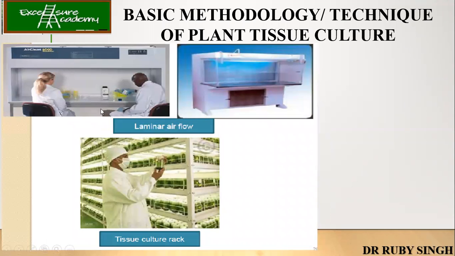Now this is the laminar airflow. This is where you work under aseptic conditions, aseptically transferring the callus from one boiling tube to another. This is your laminar airflow, and this is how the shelves or the tissue culture rack looks like. You can see so many bottles having so many small plantlets. In this, they have controlled environmental conditions of relative humidity, temperature, and photoperiod. Everything has been controlled.